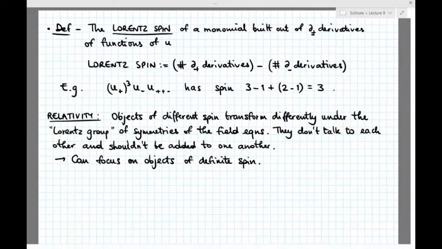I should say, for those of you who are interested, that I wrote some handwritten notes on the Lorentz group and the Lorentz spin, which are available on Duo, where you can find a bit more details on what the Lorentz group is and how the Lorentz spin is related to this group of symmetries of relativistic field equations. Those should be treated as extra material that you're welcome to read, but you won't have to know necessarily for the exam.